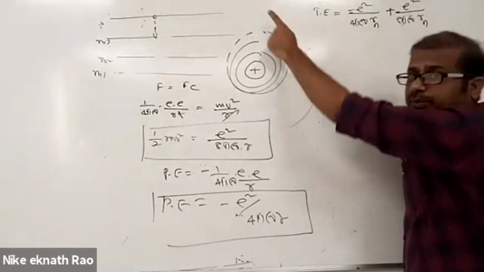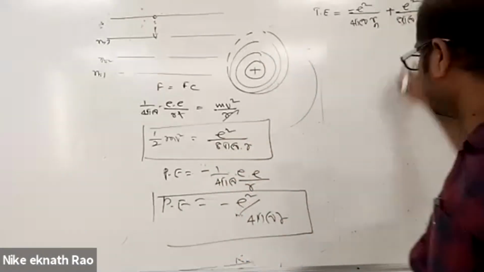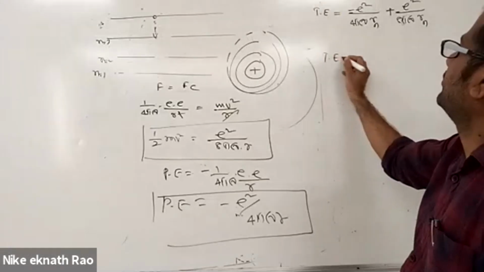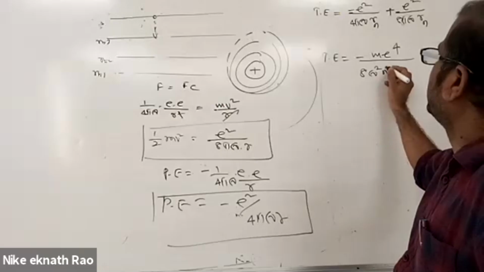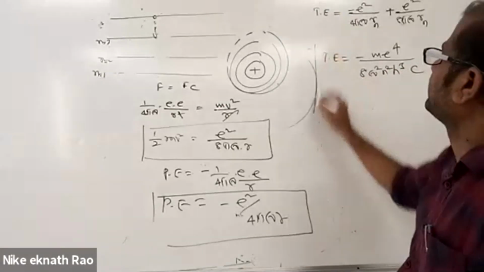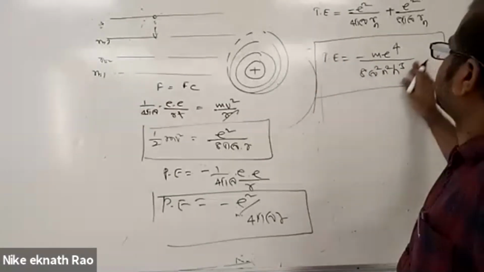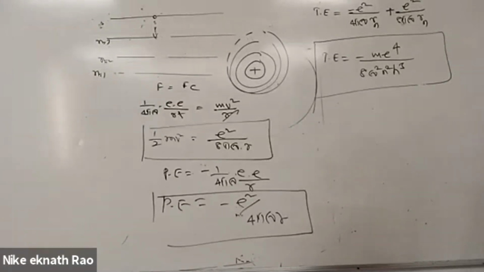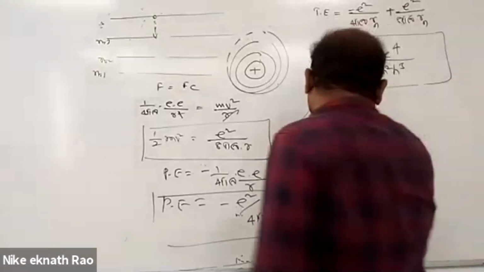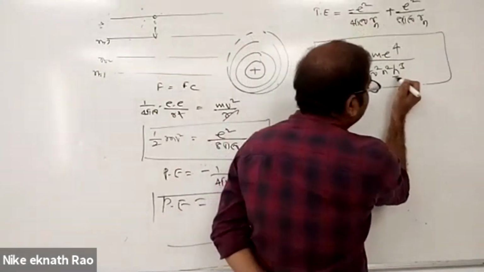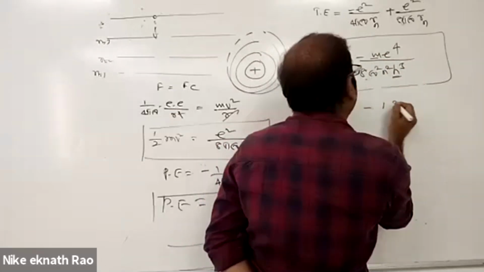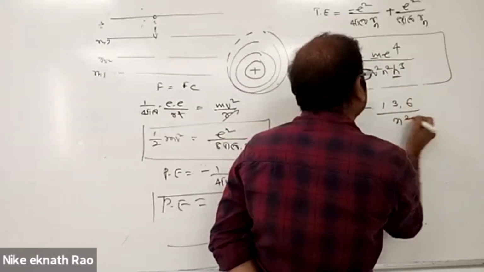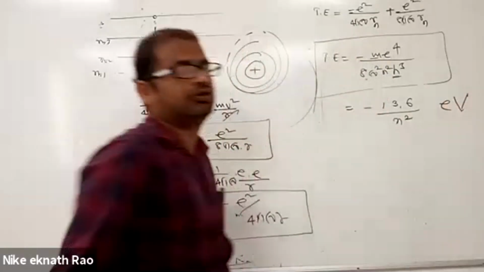The Rn value is already found from conservation of angular momentum. We substitute that value, and the total energy expression we get is minus m e to the power of 4 by 8 epsilon naught square n square h square. Now if I set the values of Planck's constant, the mass of the electron and the charge of the electron, I will get minus 13.6 by n square. This will be in terms of electron volt.